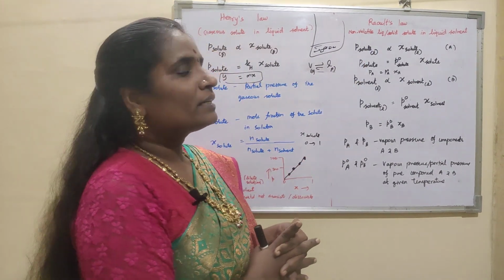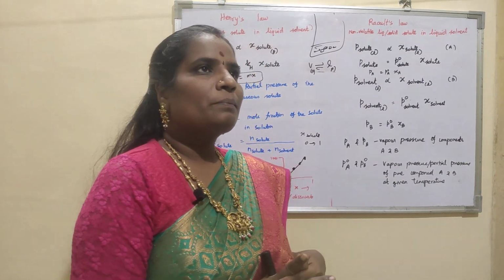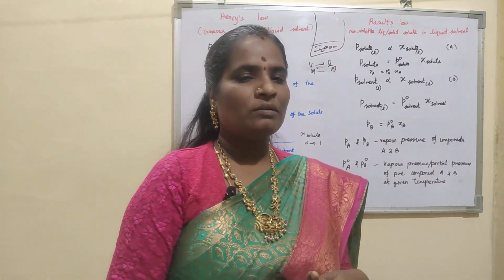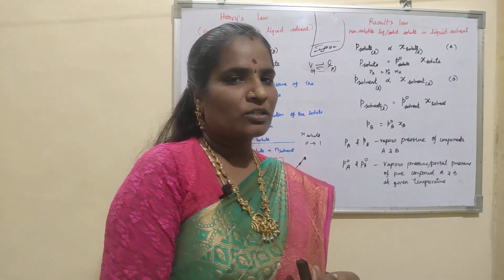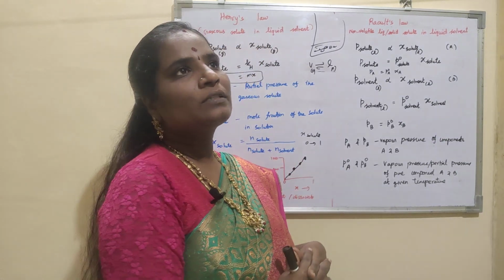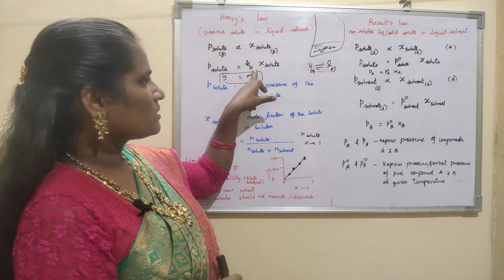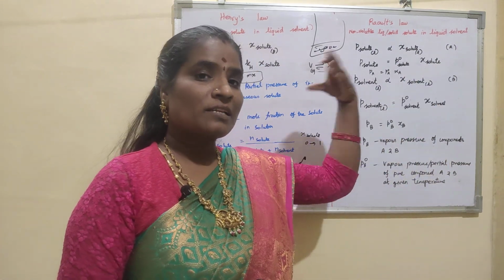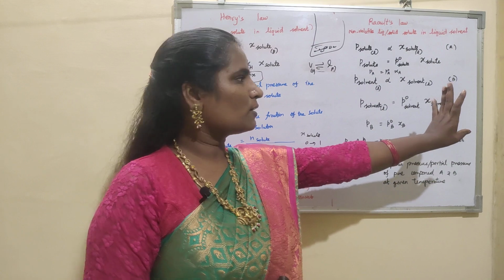Here we are dealing with the partial pressure of both the components. The partial pressure of the solute is directly proportional to the mole fraction of the solute. The partial pressure of the solvent is directly proportional to the mole fraction of the solvent. And here we put the proportionality constant. For Henry's law we put the proportionality constant as KH. Here we are going to put their partial pressure in the pure state as the proportionality constant.